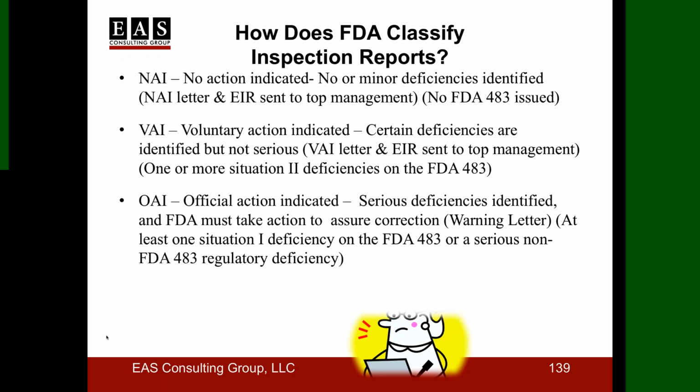That's where FDA does not find any objections, or minor objections which are not on a 483 form. VAI is voluntary action indicated, where they did find objections, but they're not serious in nature. So if you remember earlier when I talked about situation 1 and situation 2 for medical devices, it's a situation 2 deficiency. OAI is very serious nature deficiencies, where FDA is going to take adverse action, a warning letter at least. So it's at least one situation 1 type of activity.